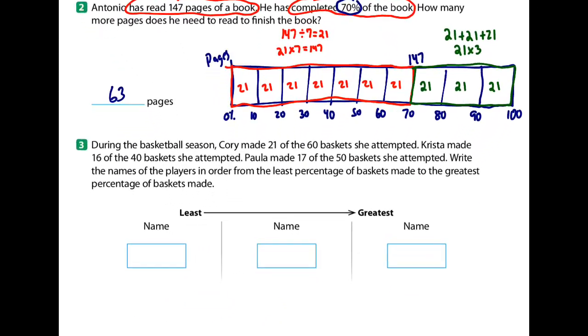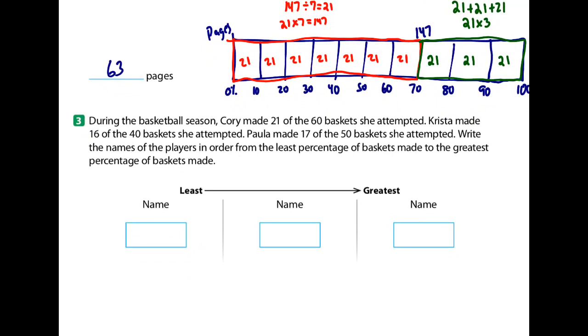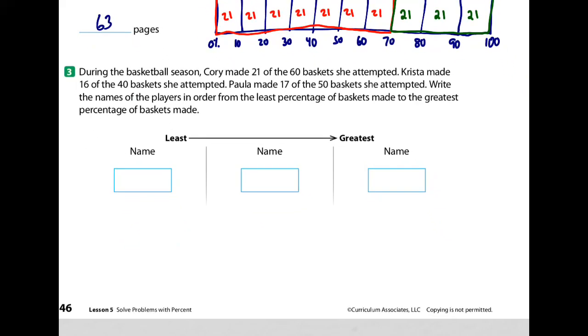All right, so let's go down to number 3. All right, number 3 says, during the basketball season, Corey made 21 of the 60 baskets she attempted, Krista made 16 of the 40 baskets she attempted, and Paula made 17 of the 50 baskets she attempted. Write the names of the players in order from least percentage of baskets made to greatest percentage. All right, so we just need to figure out the percentage of baskets they made.